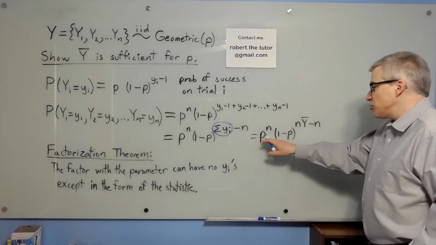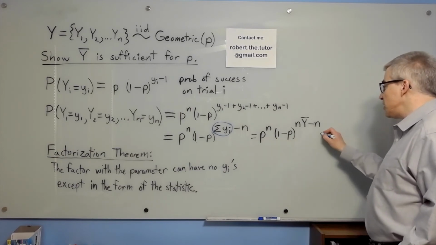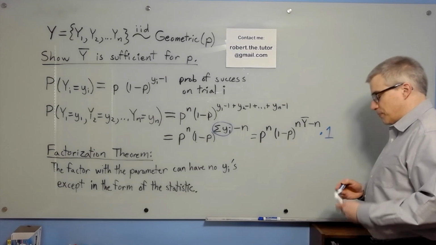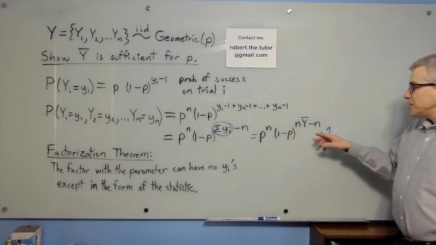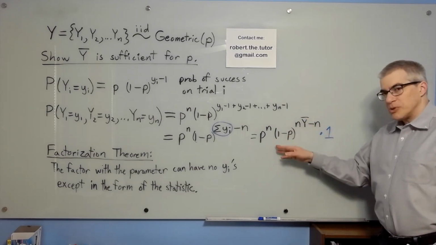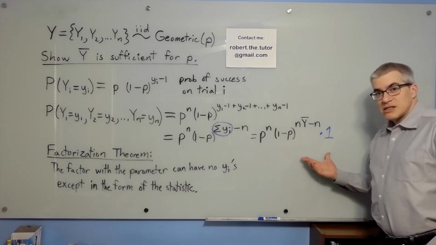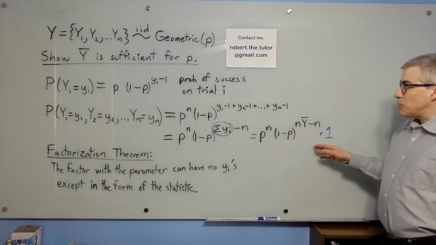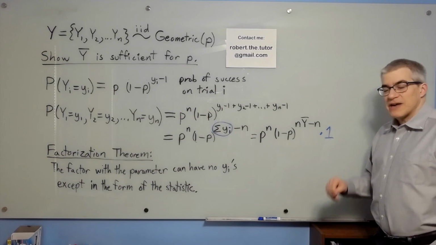So if we factor out the part with the p's, which is all of it, we would have a second factor of 1. The requirement is that only y bar show up in the part with p, and that is satisfied. So y bar is a sufficient statistic by the factorization theorem.